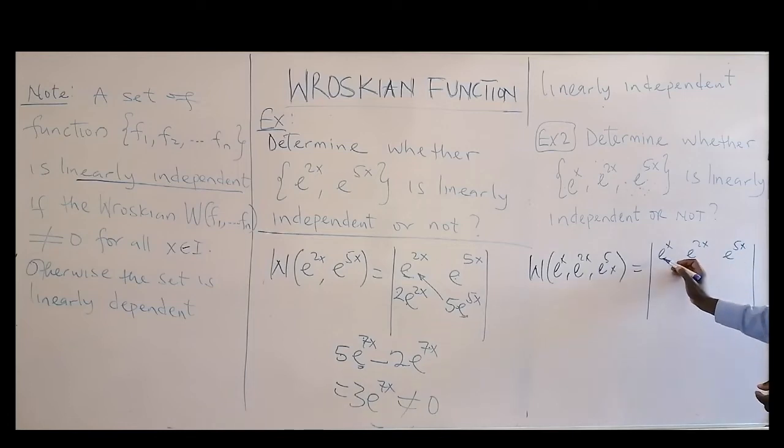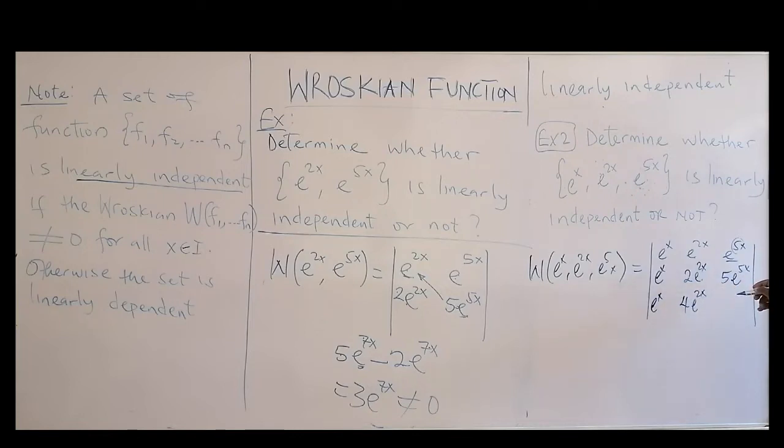The first time here, the derivative of this one is what? e^x. The derivative of this one is 2e^(2x). The derivative of this one is just 5 times the function, 5e^(5x). Do it again, since it's three functions. That will be e^x, that's the second differential. This one also, that will be 2 times this, that's 4e^(2x).